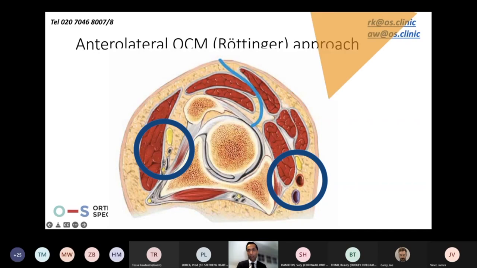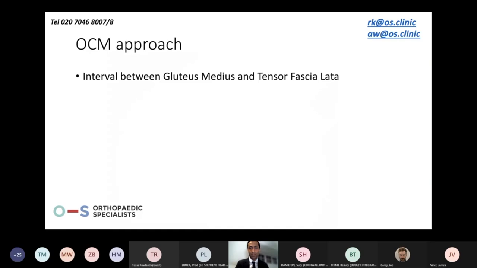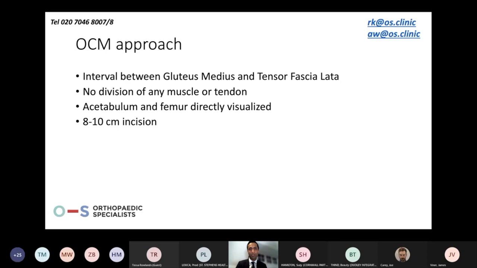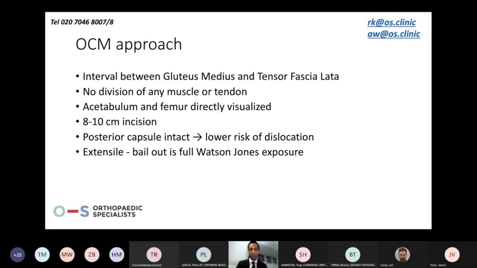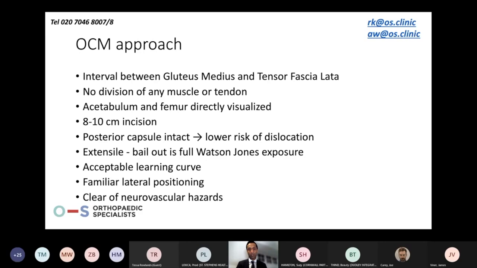The approach is between gluteus medius and tensor fascia lata. There's no division of muscle or tendon, which is typically done using other approaches. You can get a fantastic view of the acetabulum and femur, and all through an incision which is only up to 10 centimeters long. The posterior capsule is kept intact, and therefore there's a lower risk of dislocation. You can make it a larger approach if you need to, if you run into any difficulty. It isn't an easy approach, it's not for the faint-hearted, it does take time to learn, and it's important to be able to have a good assistant when you do the procedure.